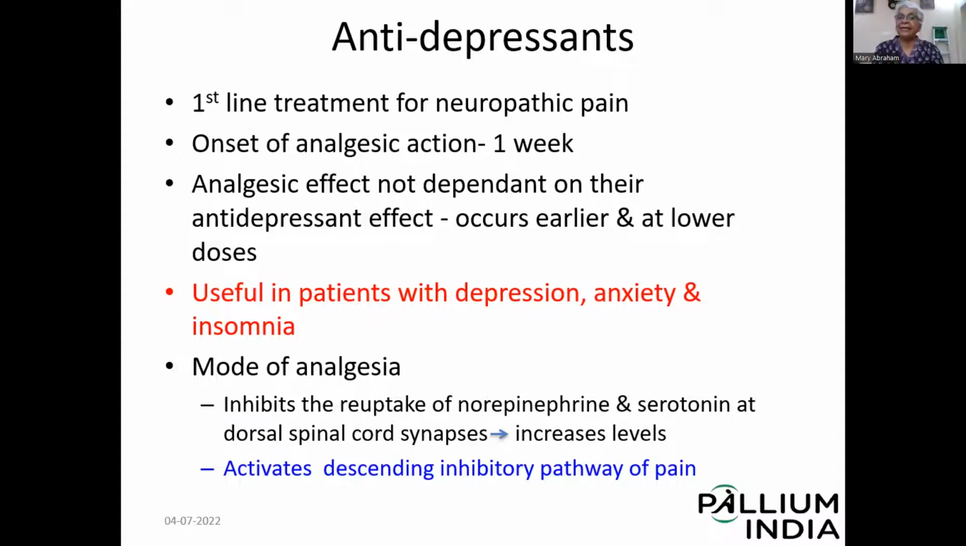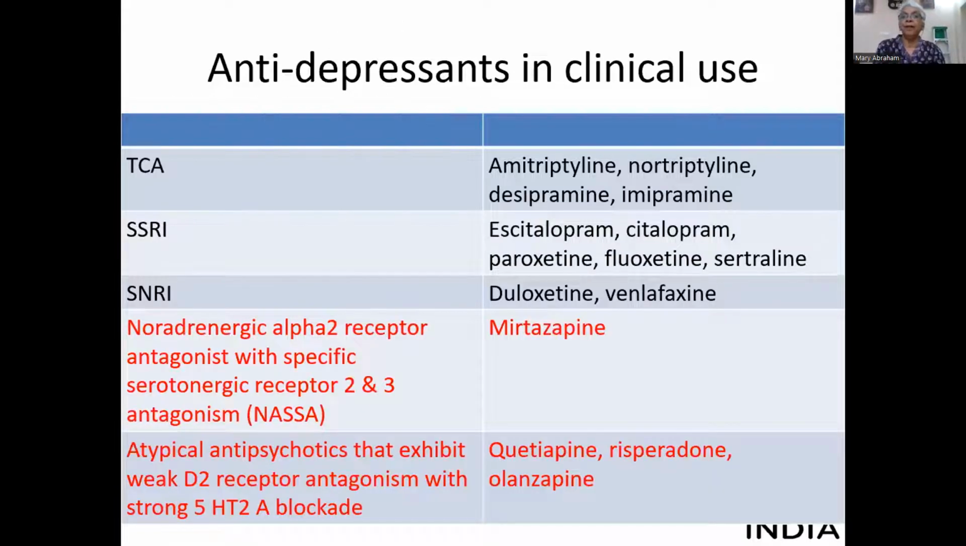How does it act? Again, it acts by preventing the reuptake of norepinephrine and serotonin at the dorsal spinal cord synapses. And also it activates the descending inhibitory pathway of pain. So these are the antidepressants in clinical use.